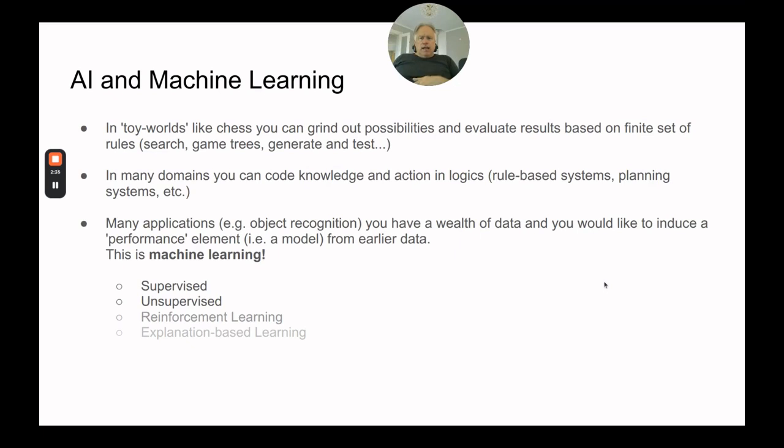I would say the four fundamental paradigms of machine learning start with supervised machine learning, where you're given a whole set of input-output pairs. This is the input, this is what the output should be. We're given a training set, a test set, and also a validation set. We'll talk more about validation sets later. But the idea is that we induce a performance element based on the training set, and then we evaluate it over the test set. Then we can calculate some type of accuracy.